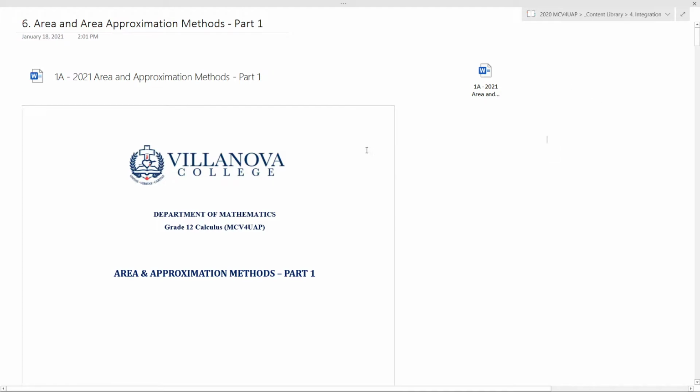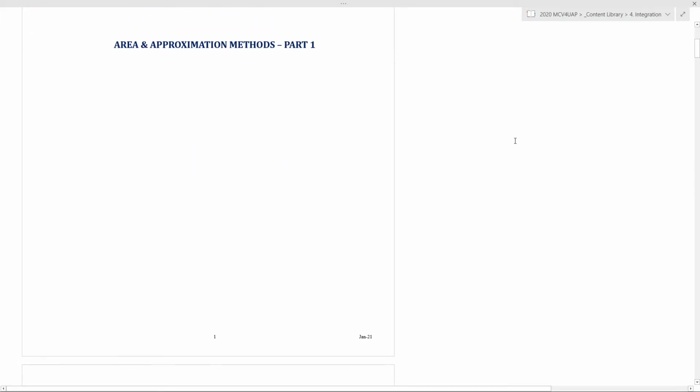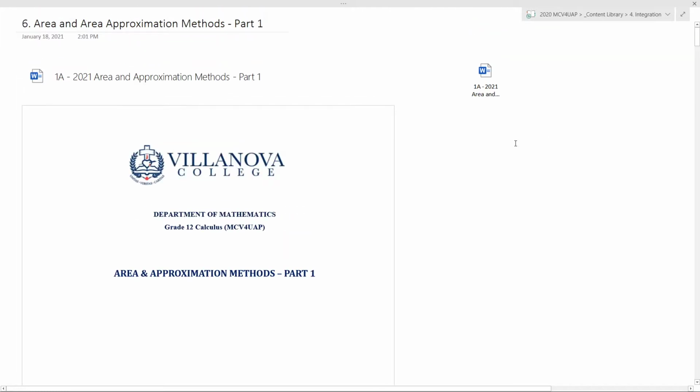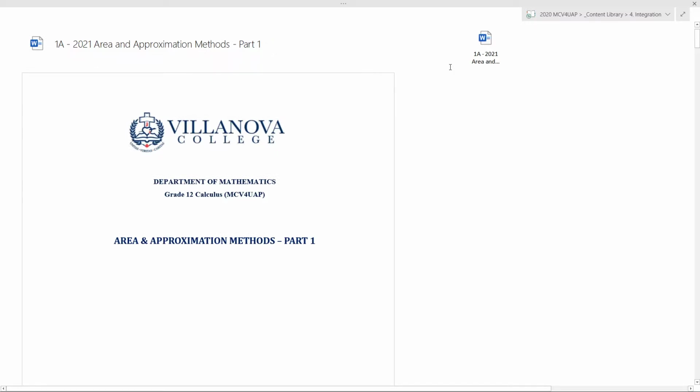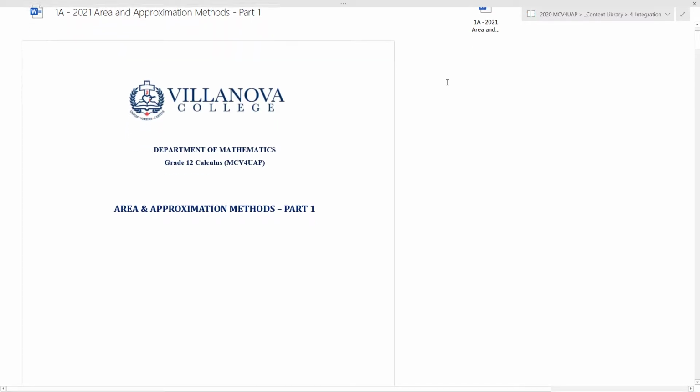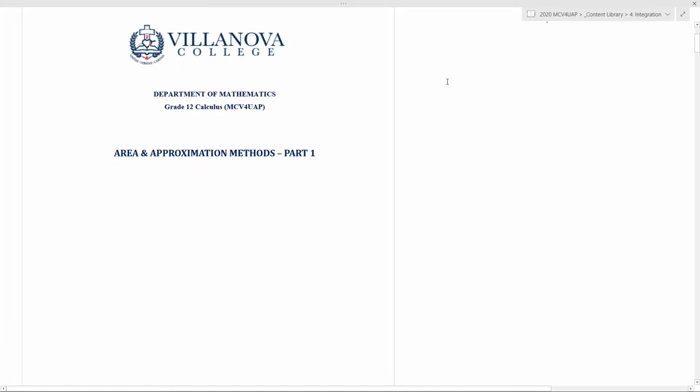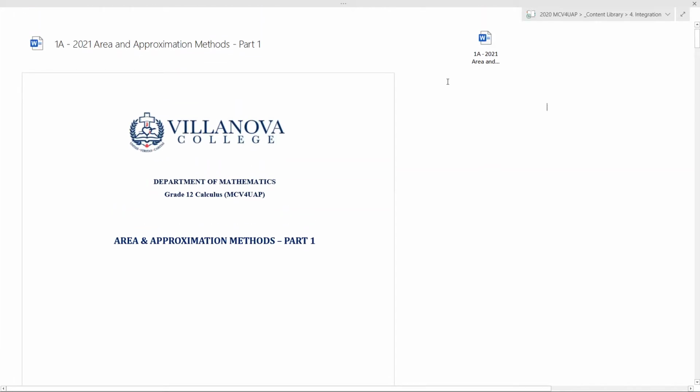So I've got these notes here. I guess you could print them out if you wanted to. I'm just going to go through them with you. This is part one. There is a second part before we start talking about the relationship between integrals and area. So the focus today is, what are the methods of finding area or approximating the area under the graph of some function?